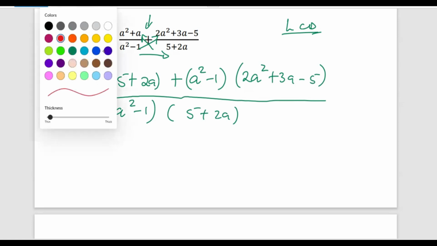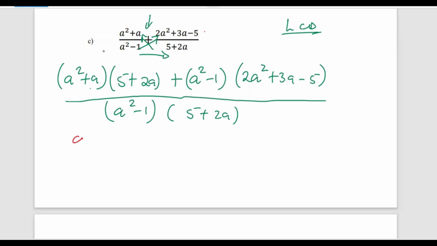I mean, this question deserves like 8 marks. Really? It's looking complicated, okay? A into a plus 1, this is 5 plus 2a, okay? This plus, this is the difference of two squares, a minus 1 and then a plus 1.